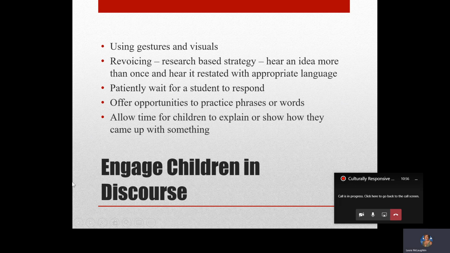When we engage children in discourse, we can use gestures and visuals. Revoicing is a research-based strategy where you hear an idea more than once and hear it restated with appropriate language. Patiently wait for a student to respond. Offer opportunities to practice phrases or words. Allow time for children to explain or show how they came up with something.